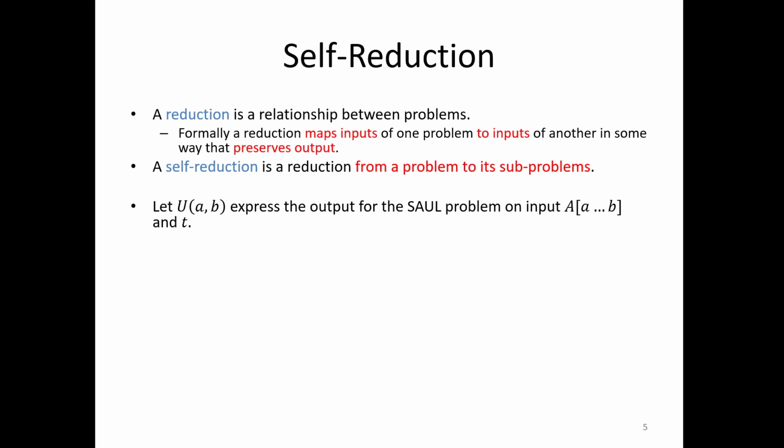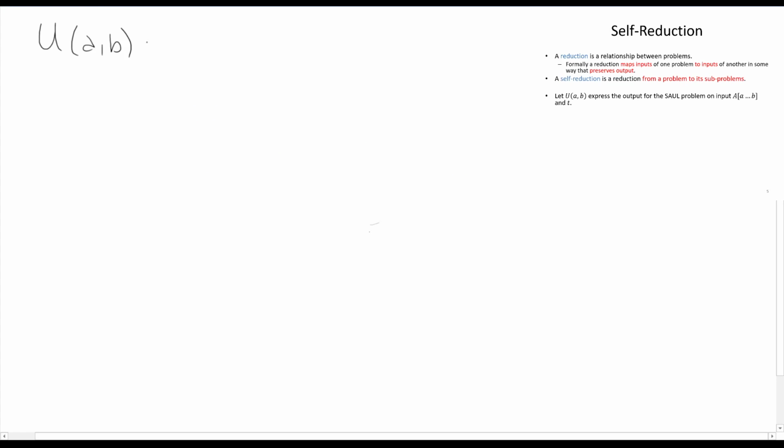All right, I think we're almost ready to define our self-reduction, which again is a relationship between the main problem and its sub-problems. But to do that, we need a way to actually express this relationship. And again, this means we might need a mathematical formalism here. So let's do this together. I'm going to define this U_AB to be the expected output for our problem if we were trying to search for the target between A and B.